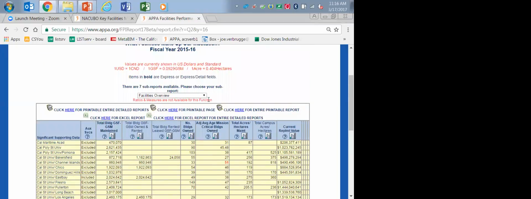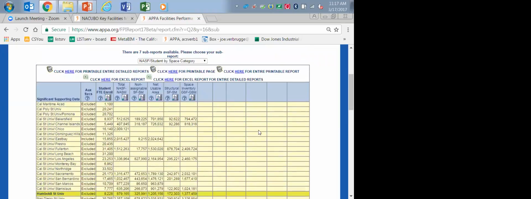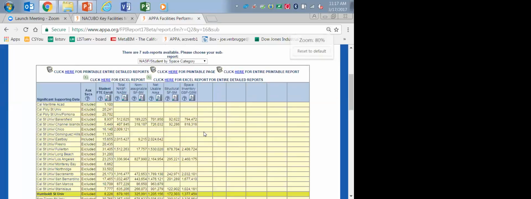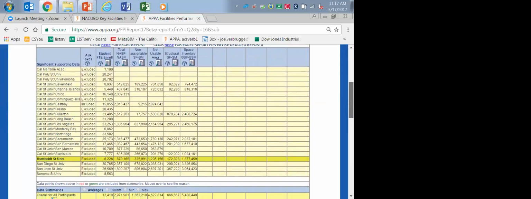Scroll up. There you go. Let's see if there's a... There you go. Non-assignable, or is that net assignable? Yeah, I think it's net assignable square footage. There are two NASFs we found in space acronyms, and they mean the opposite things: non-assignable and net assignable, but they're both NASF. So you really have to look at the definition when it's asking for NASF.